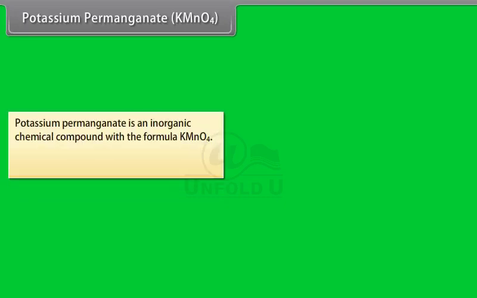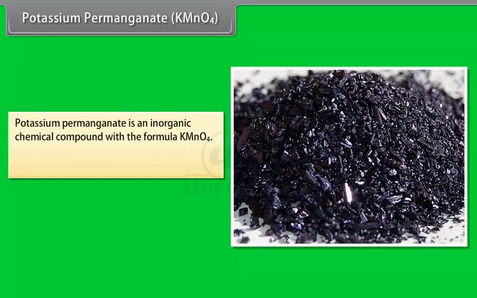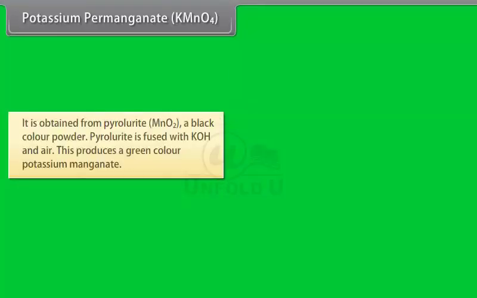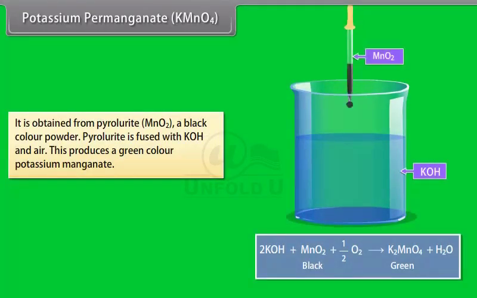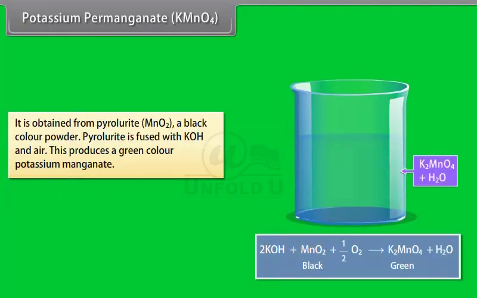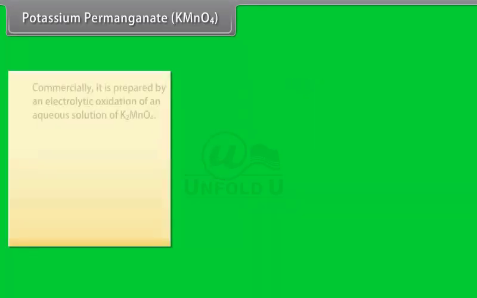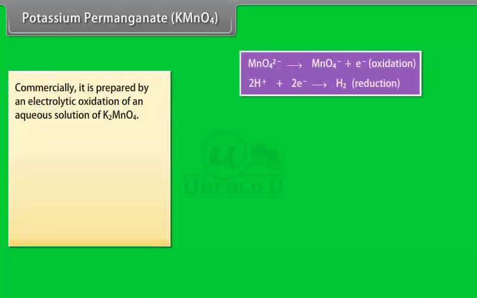Potassium permanganate, KMnO4. Potassium permanganate is an inorganic chemical compound with the formula KMnO4. It is a salt consisting of K+ and MnO4- ions. It is obtained from pyrolusite, a black powder. Pyrolusite is fused with KOH and air. This produces a green potassium manganate. Commercially, it is prepared by an electrolytic oxidation of an aqueous solution of K2MnO4.